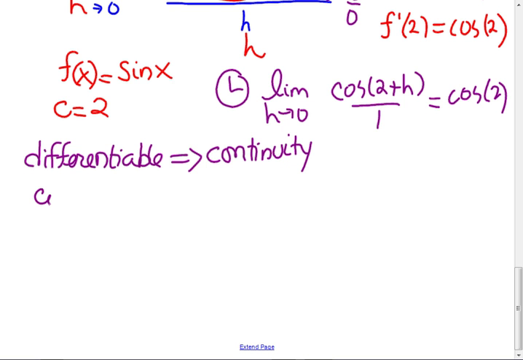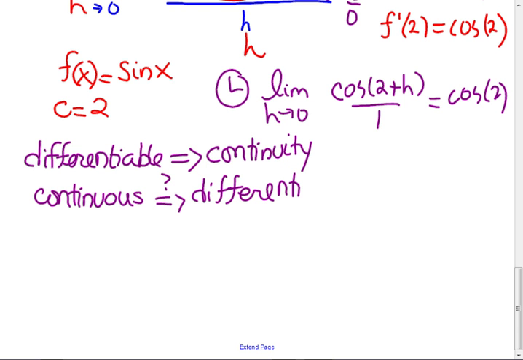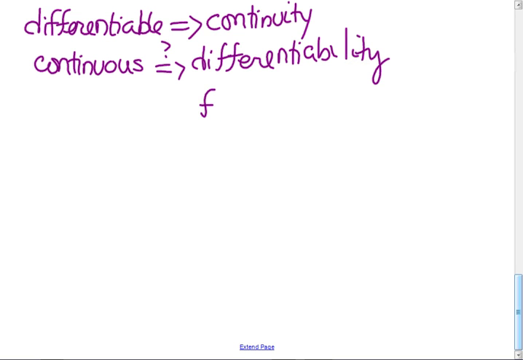But what if you have a continuous function? Do I necessarily get a differentiable one? Does that imply differentiability? Is every continuous function differentiable? Give me an example. All I need is an example. Absolute value. F of x equals the absolute value of x. So it looks like this. It's clearly continuous, but it's not differentiable because we have a sharp corner.